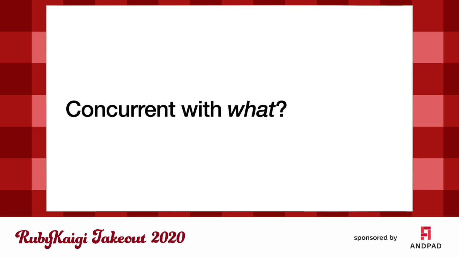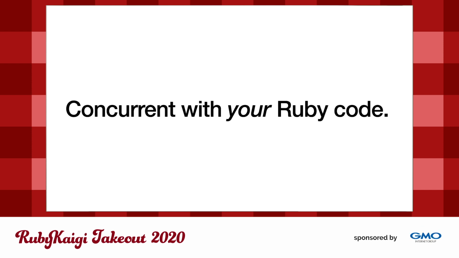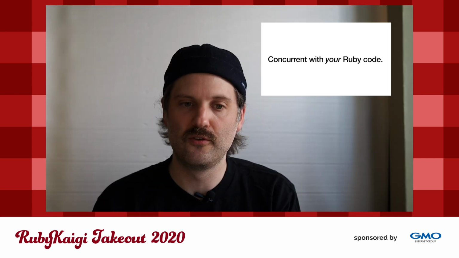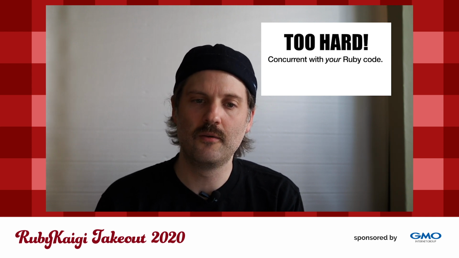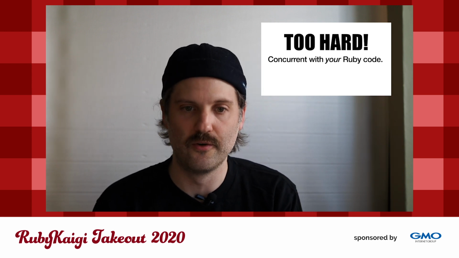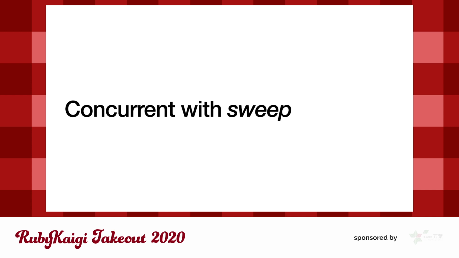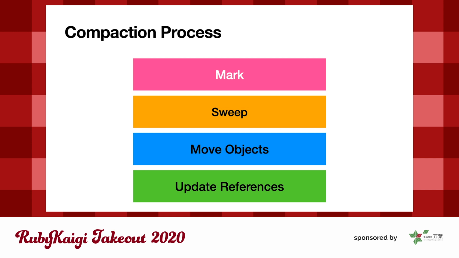But when we say concurrent, what are we running concurrently with? Ideally, it would be best if it's running concurrently with your Ruby code. This way we can reduce the amount of time that your program pauses, but this is too hard for the first try. And I don't like doing hard things, so I wanted to start with something easier. Instead of making it concurrent with Ruby code, we'll start by making it concurrent with the sweep step.